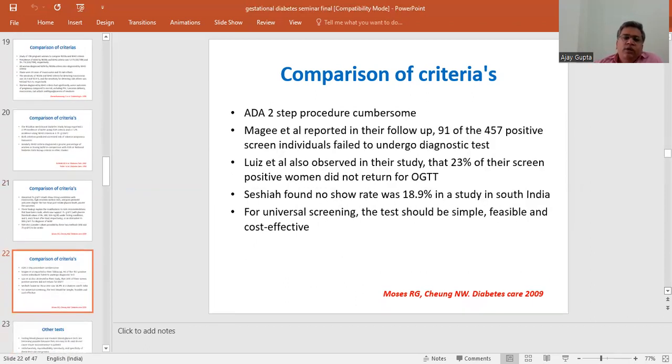Again, the ADA two-step procedure is cumbersome. Some researchers reported that up to 91%, or 457 positive screen individuals, failed to undergo the diagnostic test. So a significant number of the population failed to come for the test. Similarly, another study demonstrated that 23% of their screen positive women did not return for the OGTT. So a universal screening test should be simple, feasible, and cost effective, because we have data that after the glucose challenge test, patients may not turn up for the diagnostic test. So we should use a test which is simple, feasible, and cost effective.